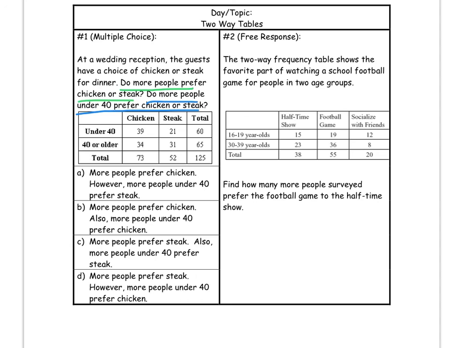Second one, free response. The two-way frequency table shows the favorite part of watching a school football game for people in 2 age groups. Find how many more people surveyed prefer the football game to the halftime show. And you can answer both of those questions in the Google form.